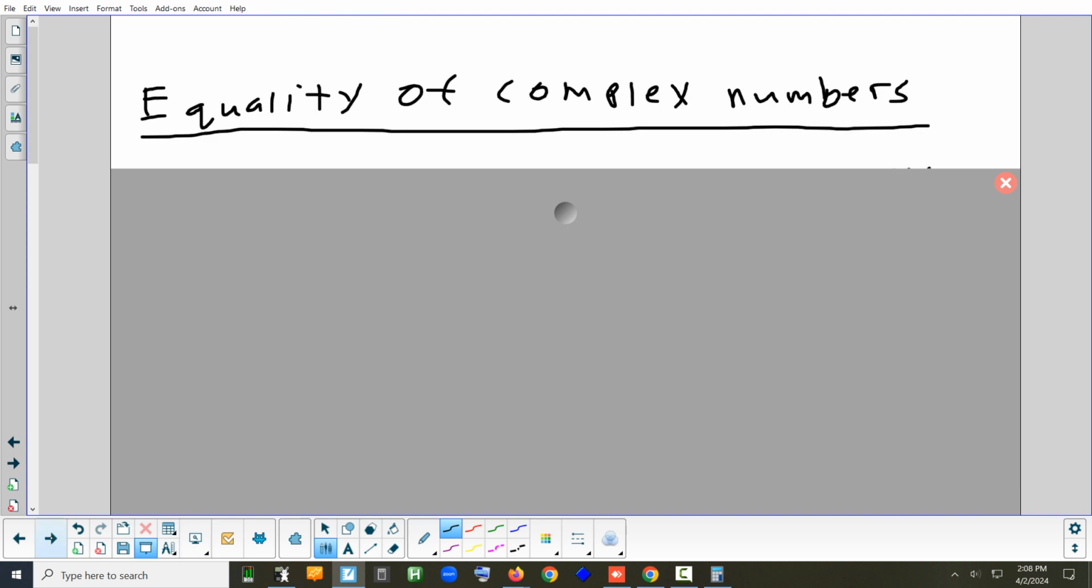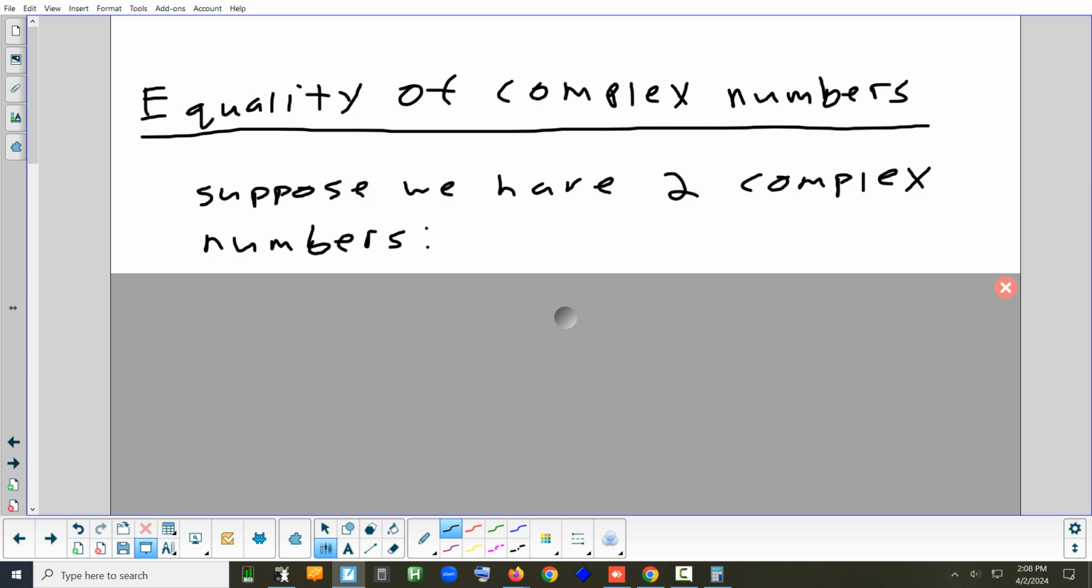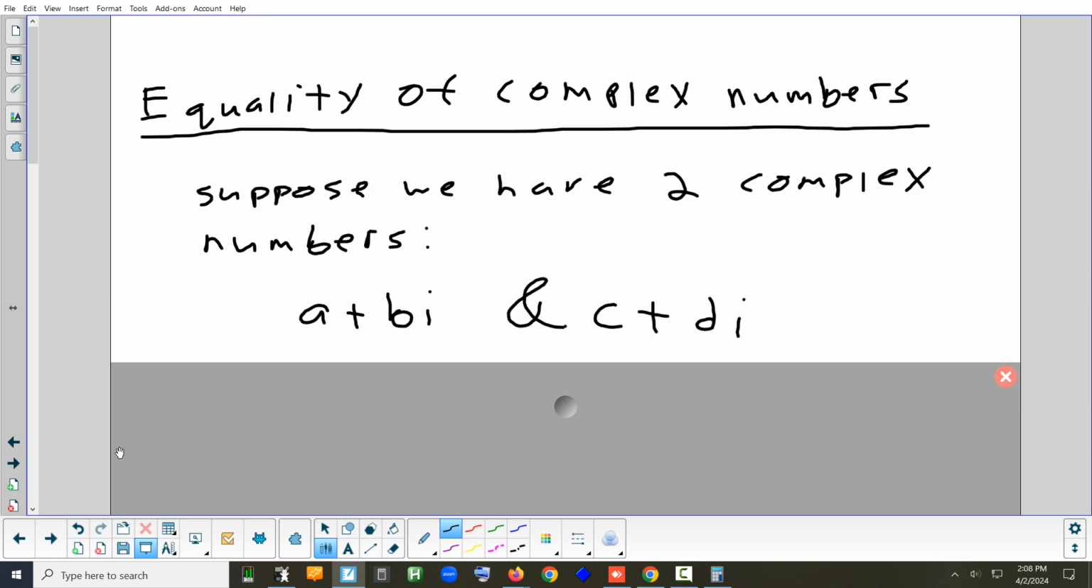All right, so equality of complex numbers. What is that? So when we write a complex number, how many parts did I just say it has? 2. The first part is the real, and the second part? Imaginary. So let's say we have these 2 complex numbers. I don't know what the A, the B, and the C, and the D are. But I know that A and the C are the real parts, and the B and the D are the imaginary parts.